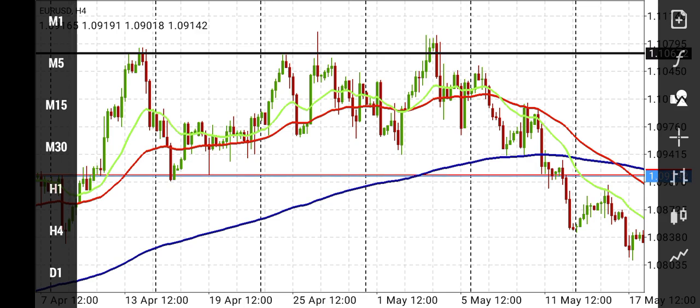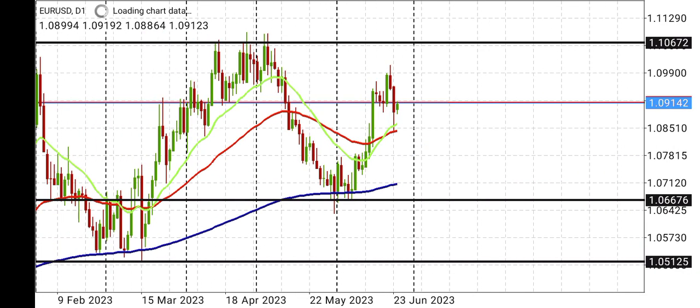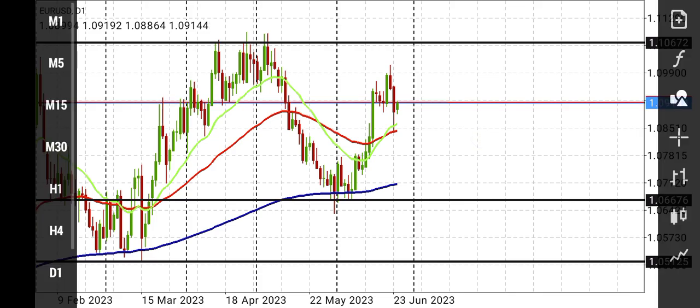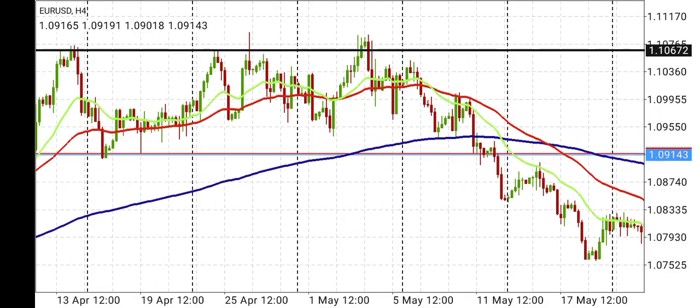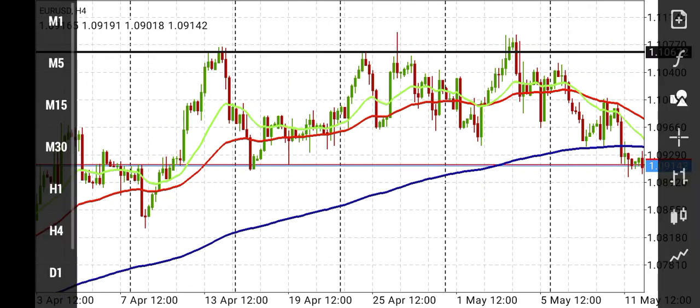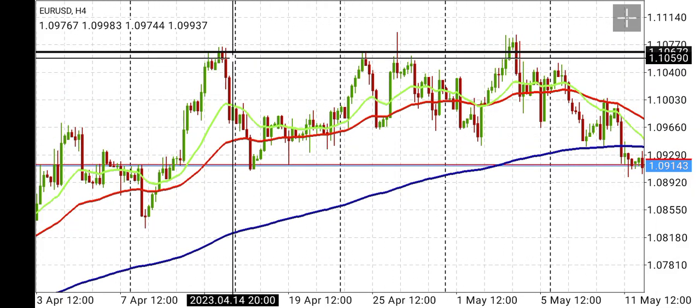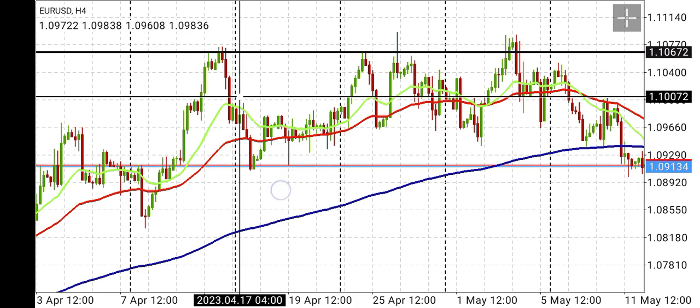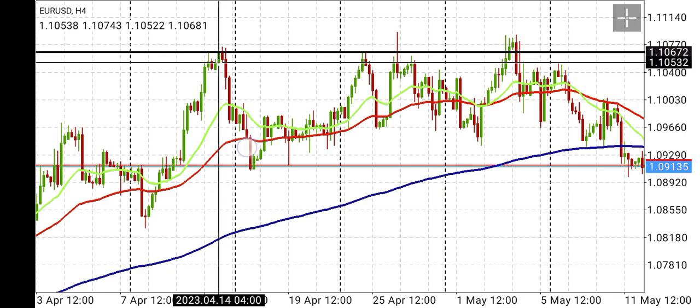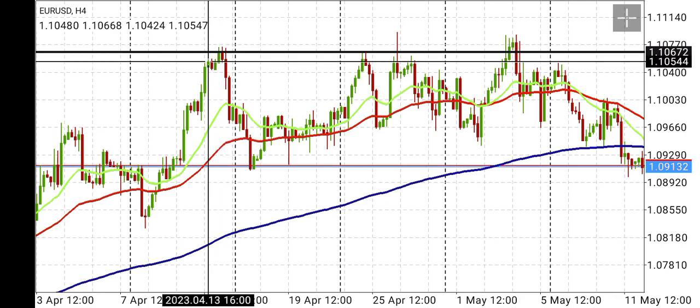Now you start from the D1. Upon the D1, you've drawn your resistance line, and upon seeing a bearish candlestick, what do you do? You go to your H4. The same thing. You look for a bearish candlestick. Seen here. Nice. A bearish engulfing. Though it didn't really engulf very well. It engulfed about 90% of the candlestick.